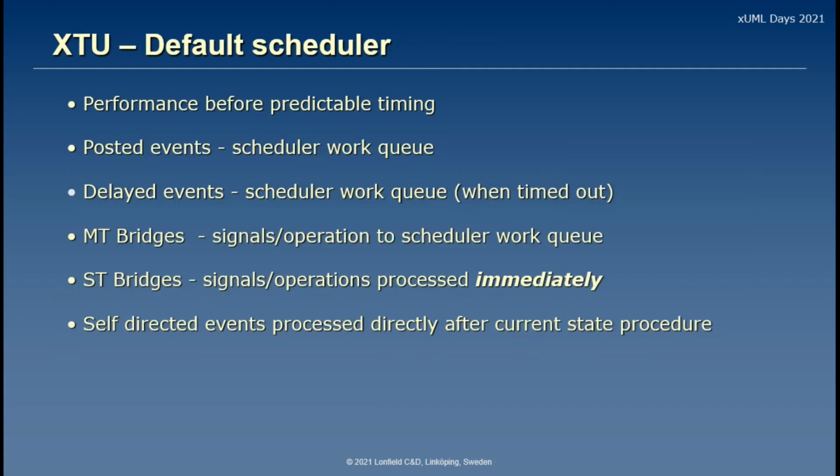XTU has a default generic scheduler that prioritizes performance over predictable timing. The scheduler handles posted and delayed events, as well as signals and operations received over multi-threaded bridges. Signals and operations over single-threaded bridges are issued immediately at the very place in the code from which they are sent. Self-directed events are processed immediately after the current state procedure has finished, and this is managed by the state machine outside of the scheduler.